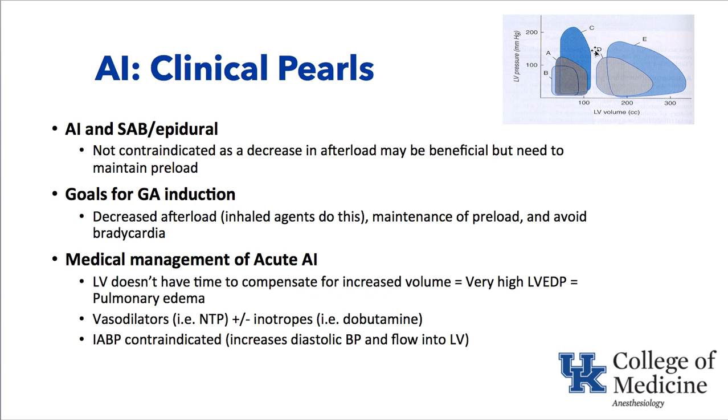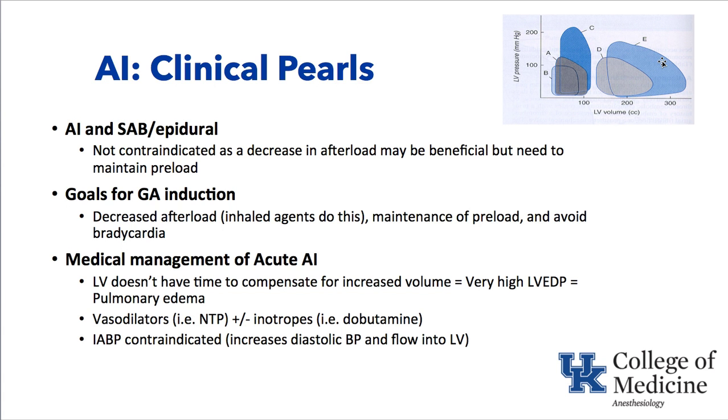Some clinical pearls related to AI. Again, the graphic on the top right is showing pressure volume, and you remember that AI is a regurgitant lesion and therefore has a big dilated heart, and chronically would be E in this picture at the top right. Now, if someone has AI and you want to put a spinal or an epidural, it's not contraindicated as long as you keep the preload maintained. Dropping the afterload actually can be good and reduce the regurgitant amount through the aortic valve.